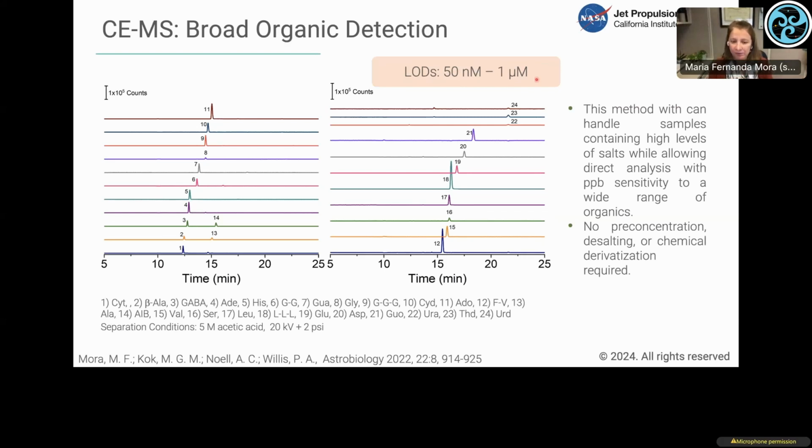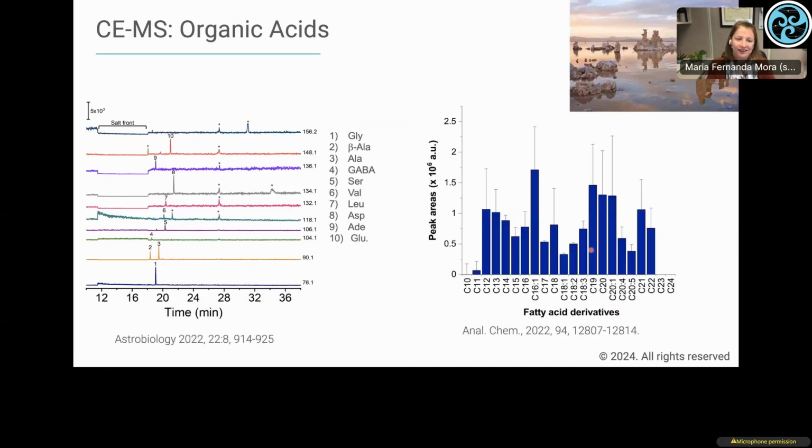And we validated this method also with samples containing high concentrations of salts, and we could still detect all the compounds in the mixture at the micromolar level using 3 molar sodium chloride. So very impressive. And then this is how the data looks when you look at a natural sample. On the left, this is the sample without doing any derivatization or anything. We detected mostly amino acids and some nucleobases.